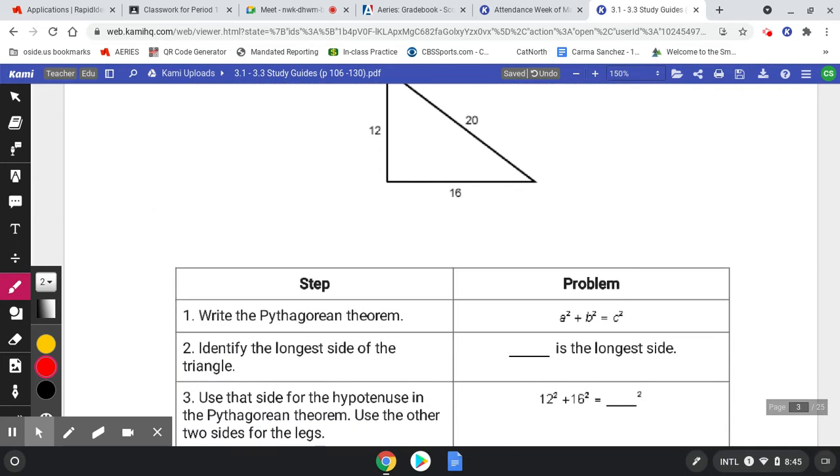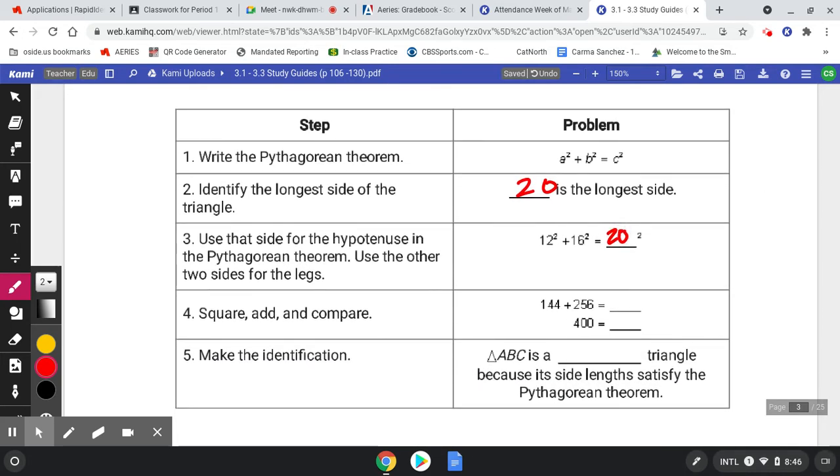So for example, since 20 is the longest side, we can say that 12 squared plus 16 squared equals 20 squared. And notice that 12 squared is 144, 16 squared is 256, and 20 squared is 400. Since 400 equals 400, we can say that triangle ABC is a right triangle because its side lengths satisfy the Pythagorean theorem. So we can use the given values to see if it fits the Pythagorean theorem.